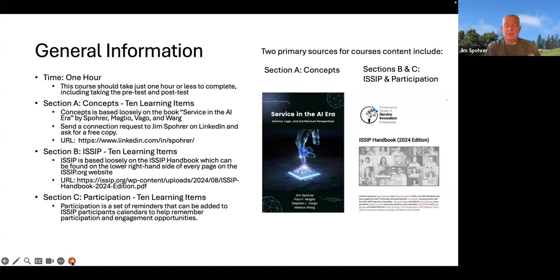So the general information is this is going to be a 1 hour course. It's going to have 3 sections, section A, B, C. Each section has 10 learning items. The first section A has concepts, and these concepts are based loosely on the book Service in the AI Era by Sporer, Maglio, and Vargo. Oops, I got to correct that, and Varg. And here's the cover of that book.